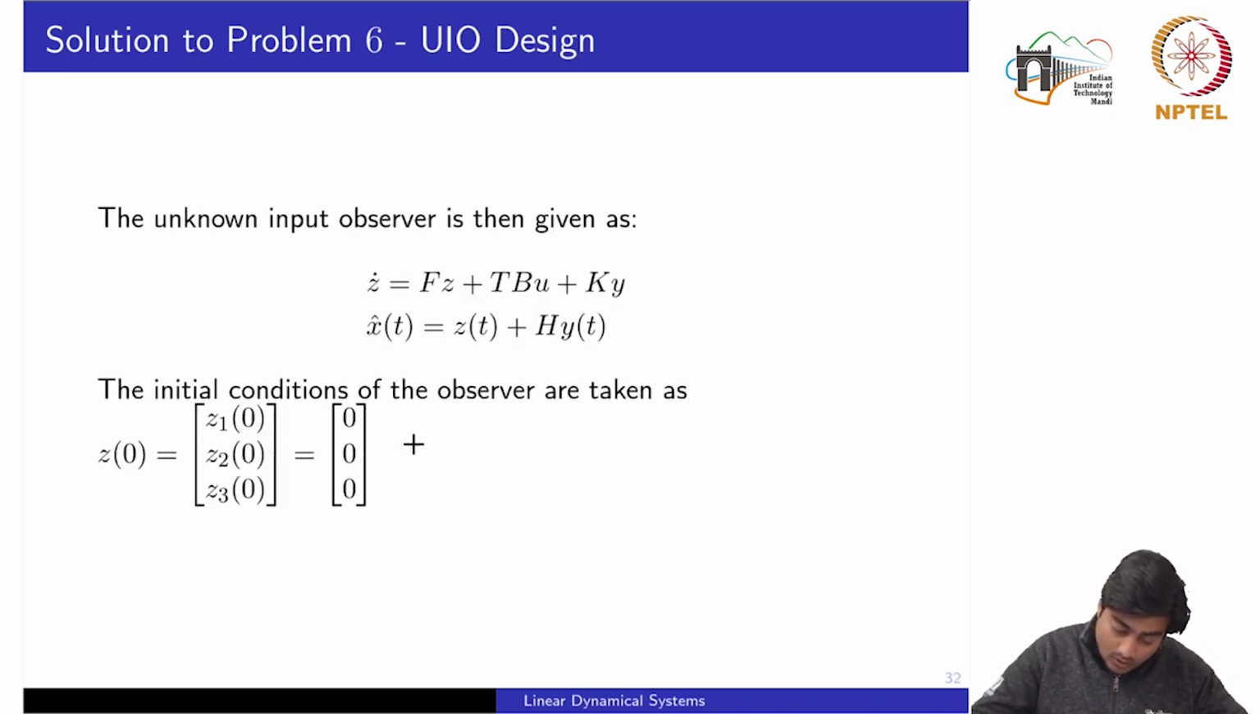Now we put all those matrices into the observer. F should be a stable matrix, T we have already computed, B is the input matrix, and K is the output injection term, with x hat equal to z(t) plus H y(t). Again, here we are taking the initial conditions of the observer at 0, 0, 0. The state of the observer is basically z, and the output of the observer is x hat.